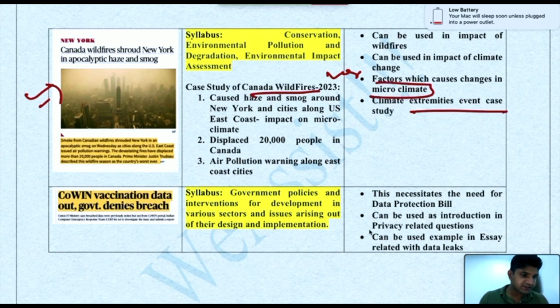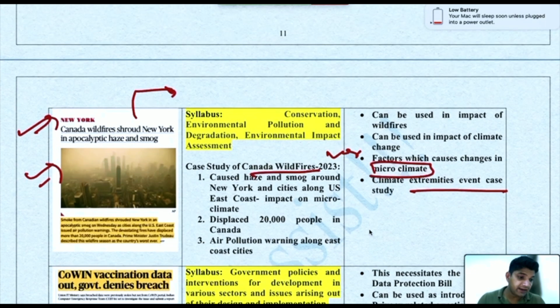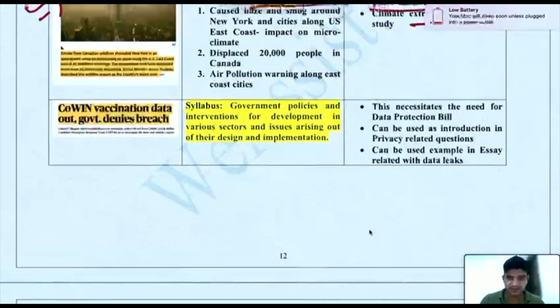Okay, changes in the microclimates. If a question comes in geography, what are the factors which change the microclimate? So in that, under external factors, wildfires can be used and this can be quoted as a case study. Okay, what is the ethics angle in this? Environmental ethics. In environmental ethics also you can give this as an example.